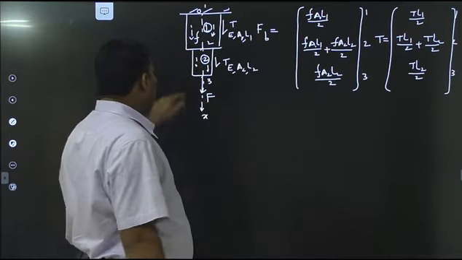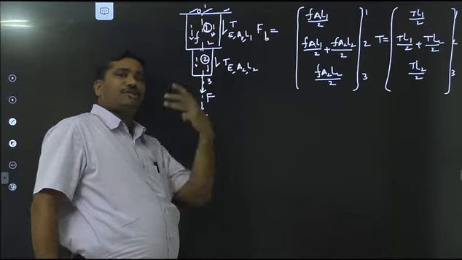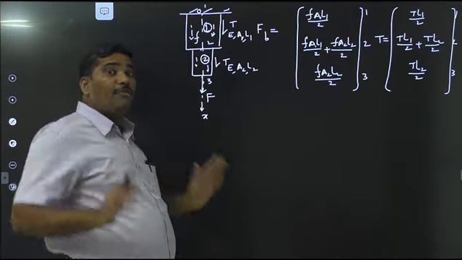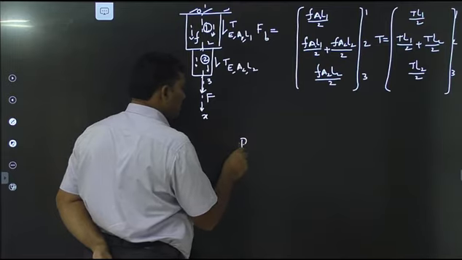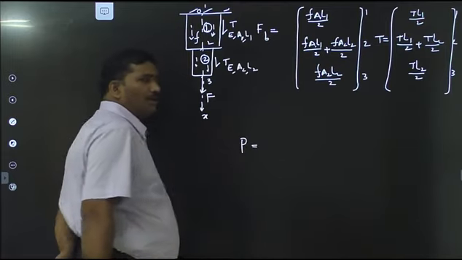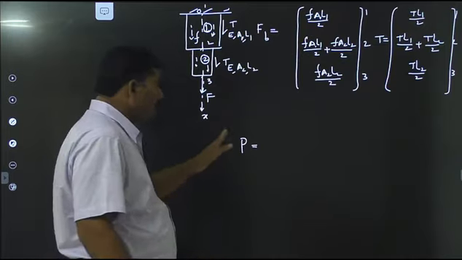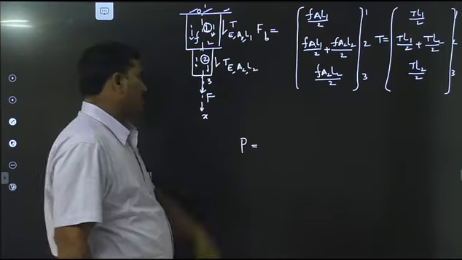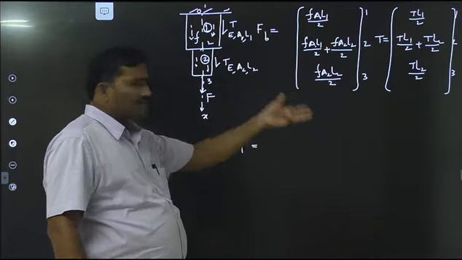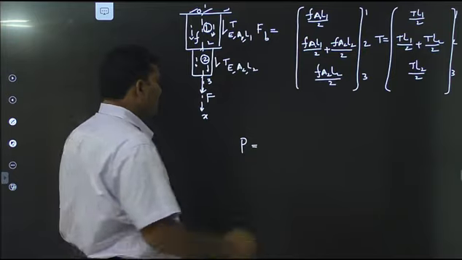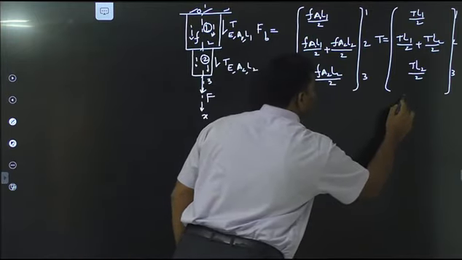Okay? So the concentrated force is acting vertically downwards. Therefore F is positive. Now we want the global load vector capital P. Right? I say capital P, the global load matrix. What is its size? Its size is also the same, 3 by 1. Right? Therefore, I write a column matrix.